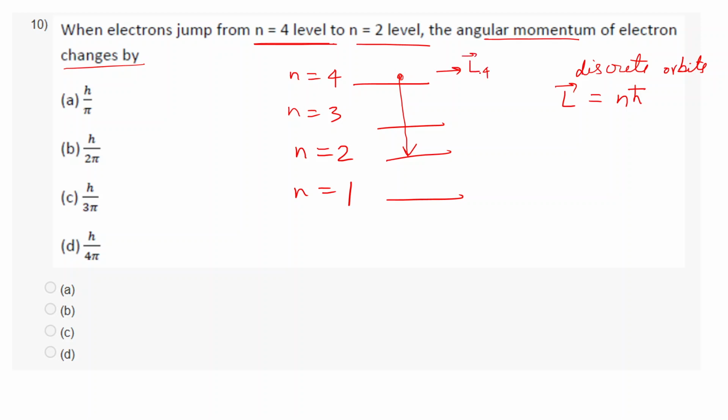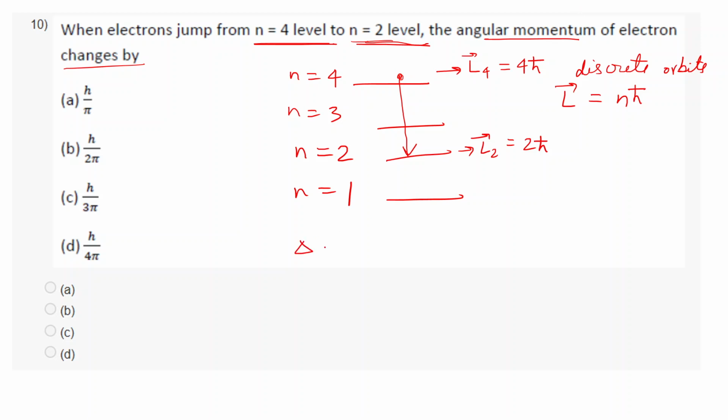So if the electron is at n equal to 4 level, then its angular momentum, let's denote it as L4, will be n h bar, meaning 4h bar. When this electron is at n equal to 2 level, its angular momentum will be 2h bar. Now we have to calculate the difference of these two angular momenta.